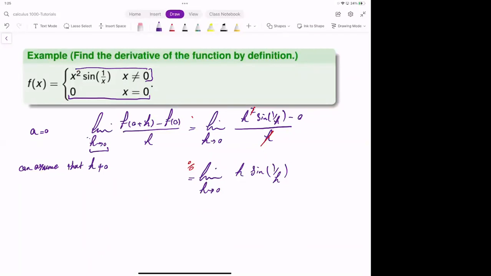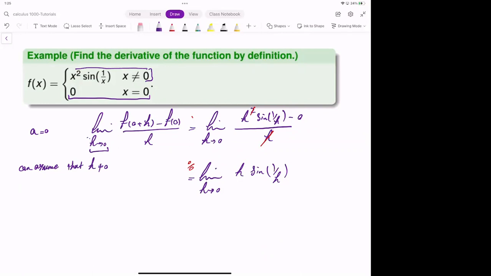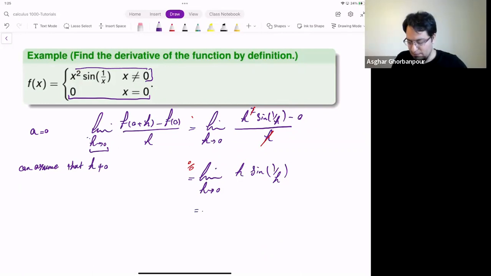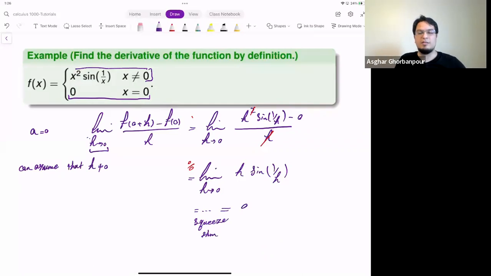You can use direct substitution, like plug in 0 for h. Yeah, but sine of 1 over h doesn't have a limit. Adam, yes, please. You can use squeeze. This is the squeeze theorem. So we have done some work on the squeeze theorem. It tells me that this limit is equal to 0.